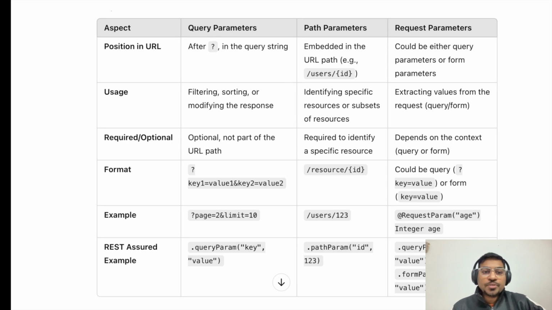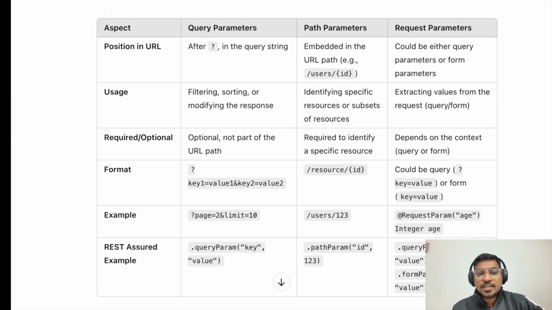Next, required or optional, and part of the URL path. A query parameter is not a part of the URL path and is always treated as optional, because you're providing some data to filter the complete information. A path parameter is required to identify a specific resource. A request parameter depends on the context, query or form. The format for a query parameter is after the question mark, for a path parameter it is slash resource ID, and a request parameter could be a query or form value.